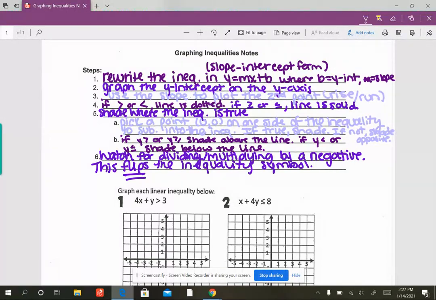If you start going off of that reasoning, that's fine, but maybe checking yourself, picking a point, and you can do the math in your head, write it down, whatever you need to do, so that you can be reassured that you are choosing the correct side to shade. And you always want to watch for dividing or multiplying by a negative. This will flip the inequality symbol, so we have to pay attention to that.